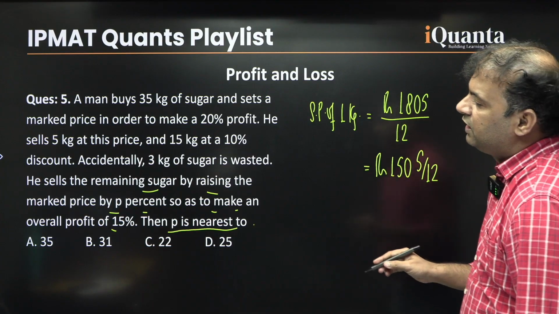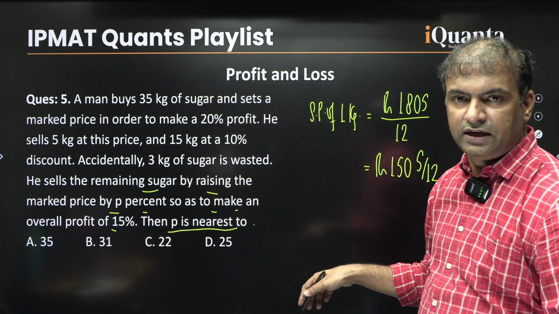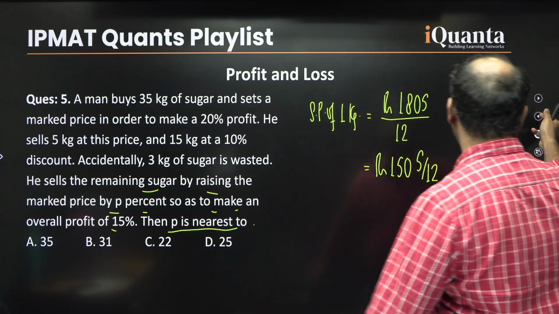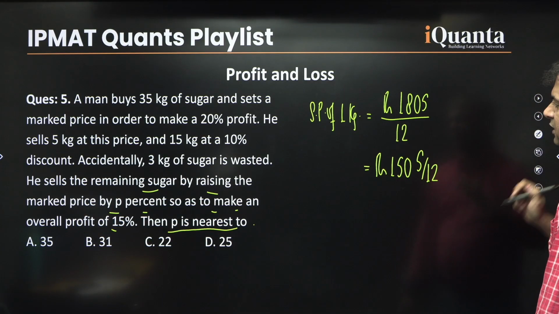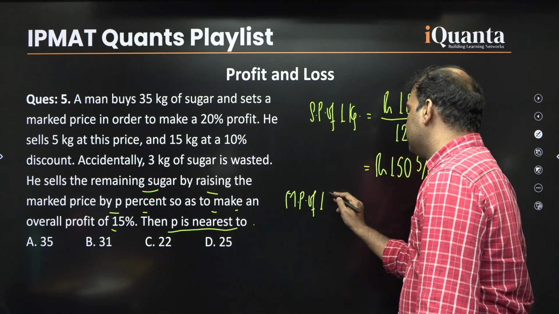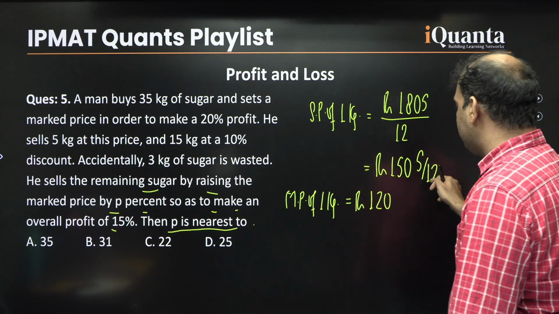Okay guys, let's say he sells the remaining sugar at the mark price. So mark price, remember, is how much? Mark price we have calculated in the last slide as 120. All right, so mark price of 1 kg is 120, right? But he's selling at what? He's selling at 150 is to 5 by 12.